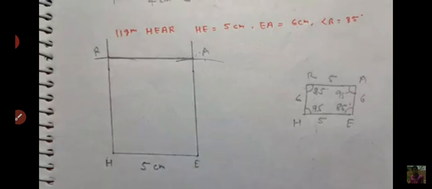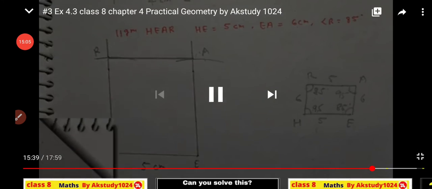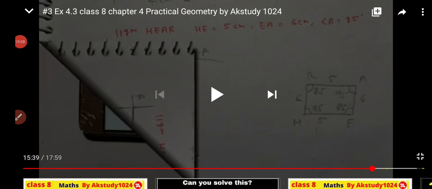Okay, understand? Now next, the fourth one is your homework. Do it by yourself. Okay, it's a rectangle. Opposite sides are equal in a rectangle and all angles are 90 degree. If the angle is not given, then you know all angles are 90 degree in a rectangle.